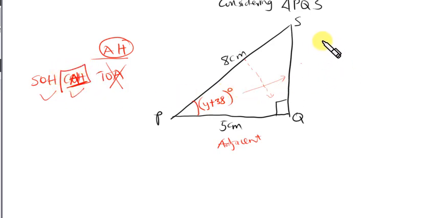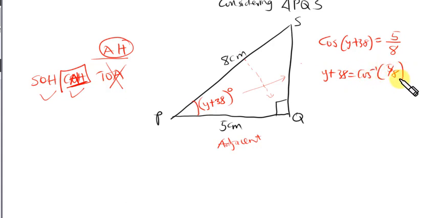So we will say that the cosine of the whole angle, y plus 38, is the adjacent side 5 over the hypotenuse 8. Then we take cos inverse of y plus 38, which is cos inverse of 5 out of 8, so y plus 38 is equal to cos inverse of 5 out of 8.